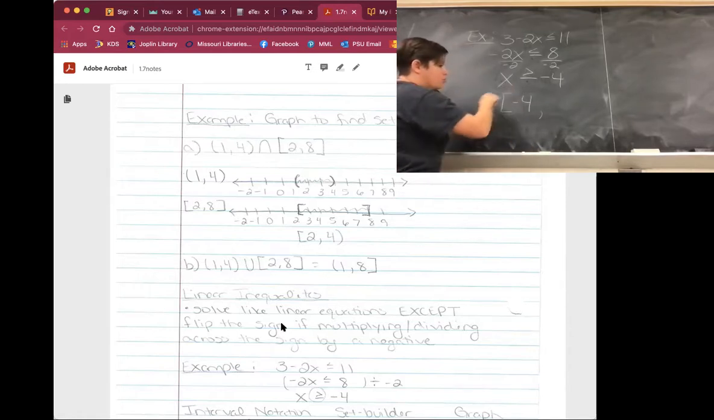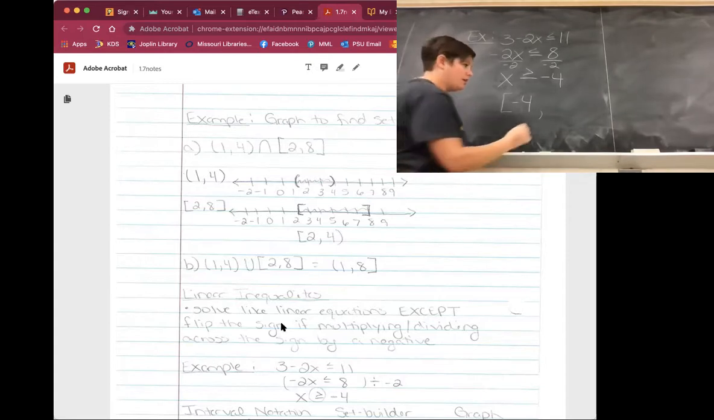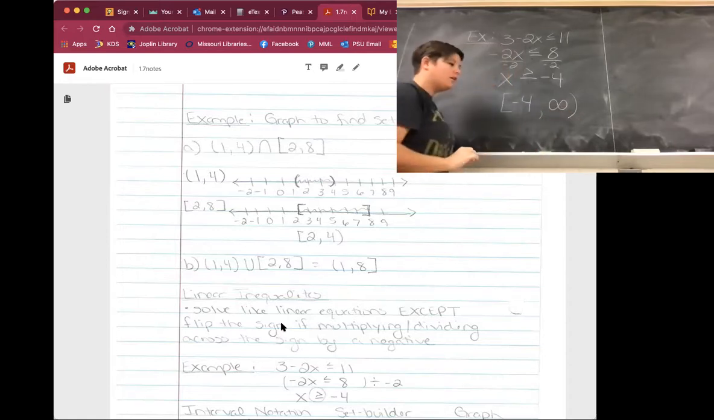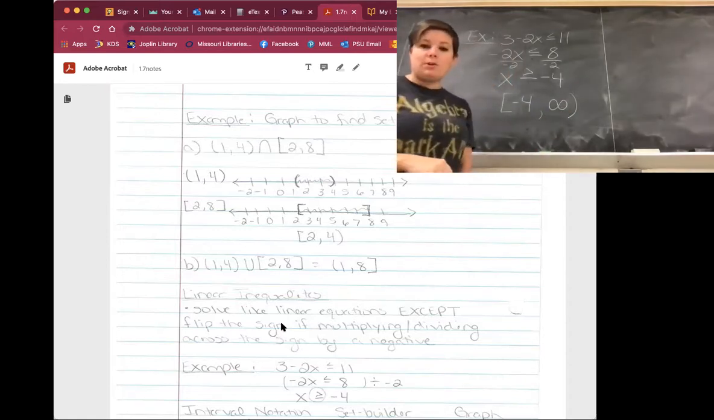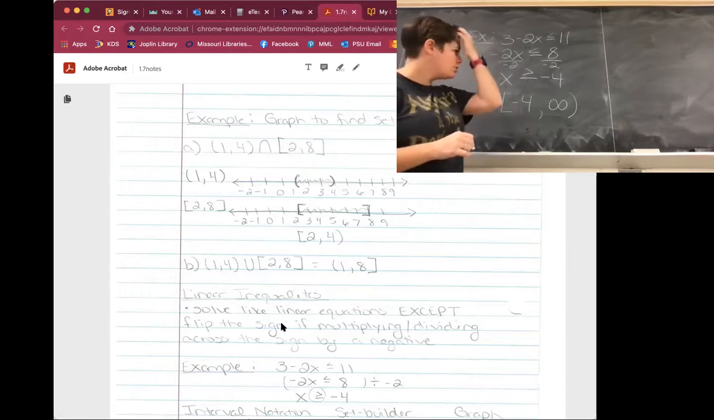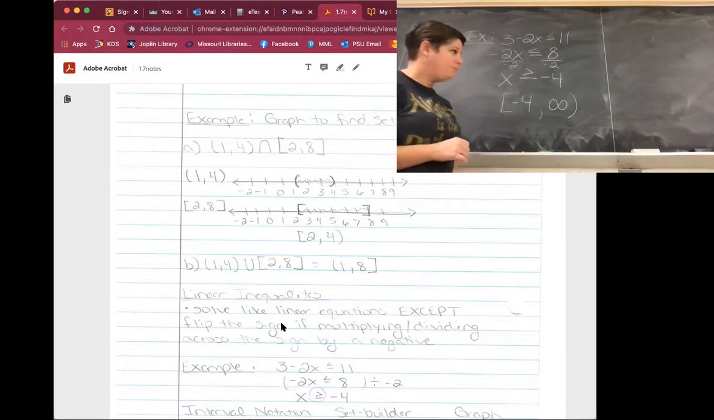And then x is greater than that. Well, there's no end point for that. You can go all the way up to infinity. So we do infinity, parenthesis. You always use a parenthesis when you talk about infinity because you can never actually get to infinity. So we never actually include infinity in our sets. We just get really, really close. So there's our interval notation.